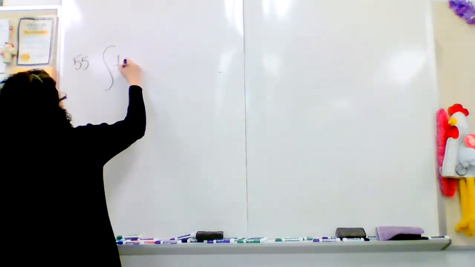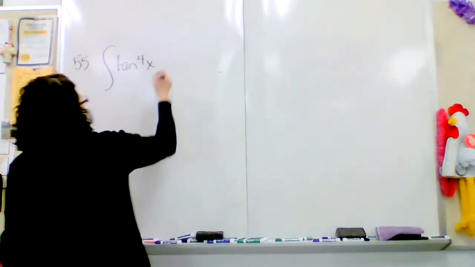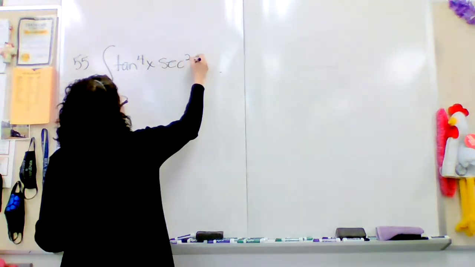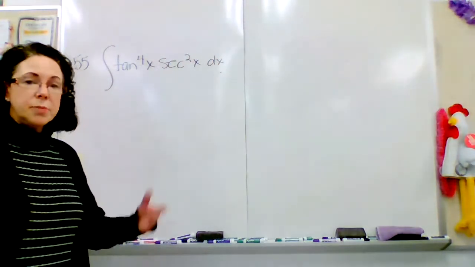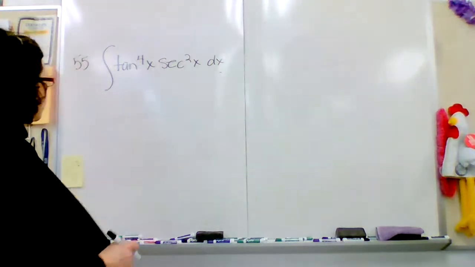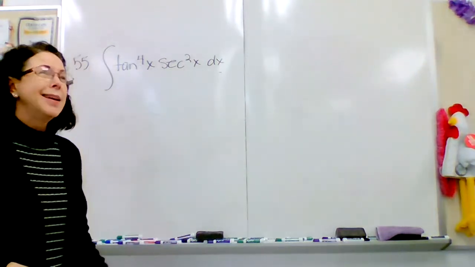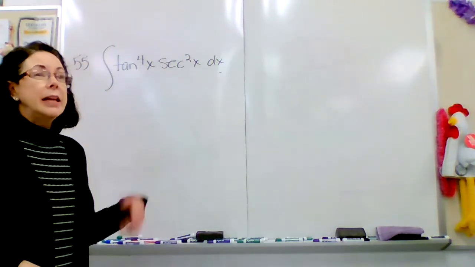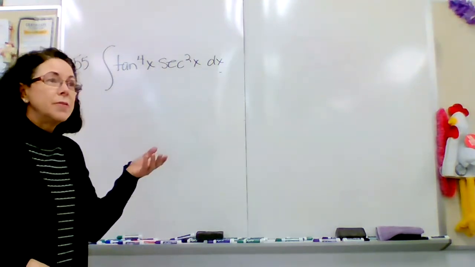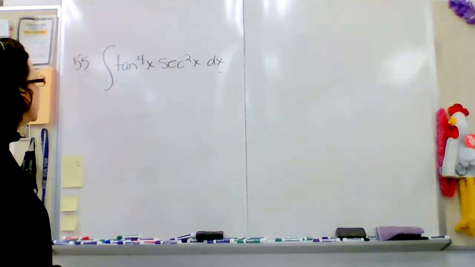Tangent to the 4th x times secant squared x dx. Okay, I see what the issue is, same issue as before. Is u secant squared? Well, when I take the derivative of that, I would get 2 times secant. Then by the chain rule, the derivative of secant, which is secant times tangent. Oh, that sounds like a mess.